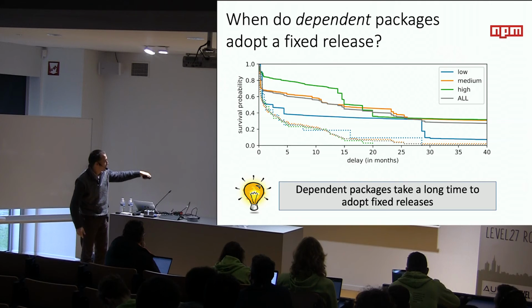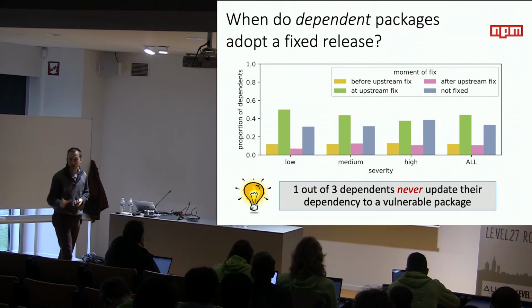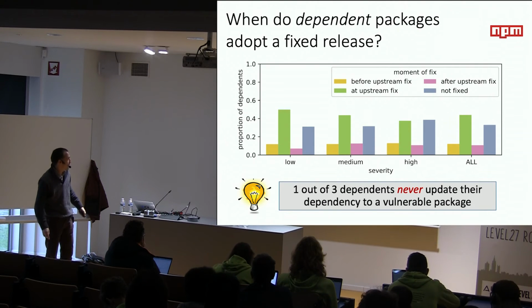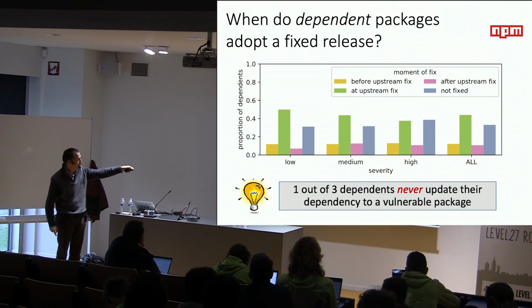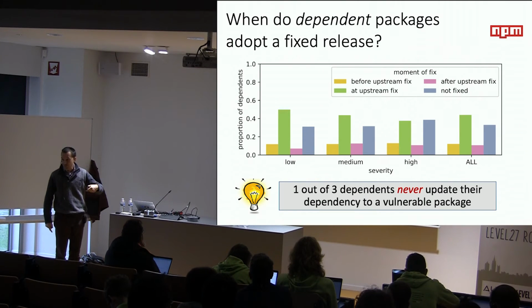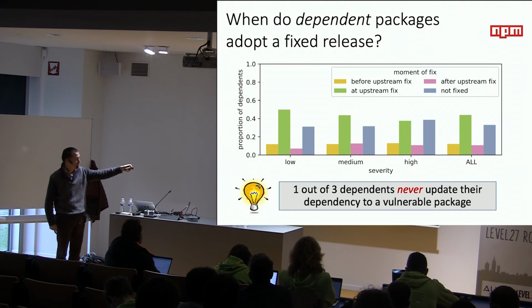It takes much longer to adopt a fixed release than for the packages. So once the release is fixed in the package, the dependents still take quite a long time before adopting it, on average. Maybe this one is easier to see. Just look at the blue lines, these are the proportion. We try to find out, are there actually packages that depend on a vulnerable package and that never fix their vulnerability?